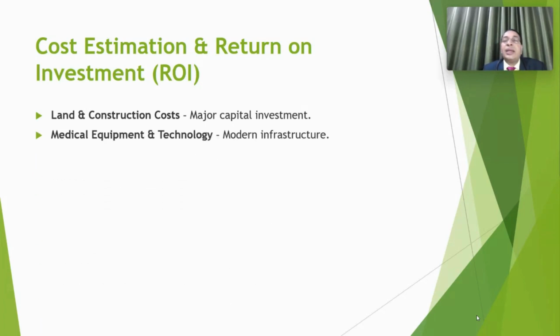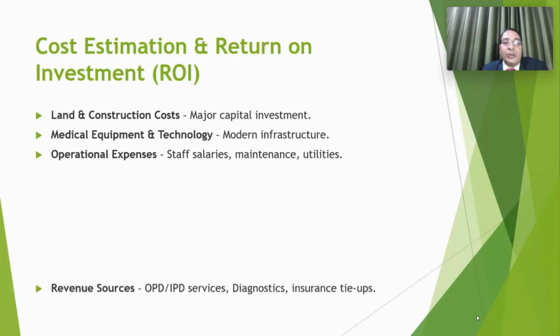Another is medical equipment and technology. As per your scope of services, how many equipment and which equipment are required, how much upgradation is required, how much modern infrastructure is needed. Next is operational expenses. You have to arrange at least 6 months of salary from the day of inauguration for the staff, doctors, nurses, as well as maintenance, electricity and water bills. You have to arrange the fund for that also for smooth operation.